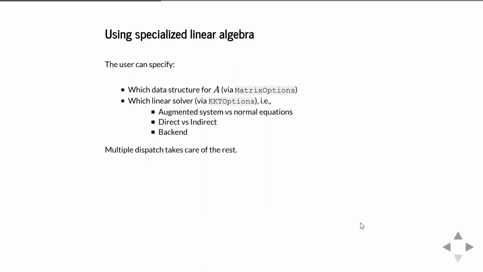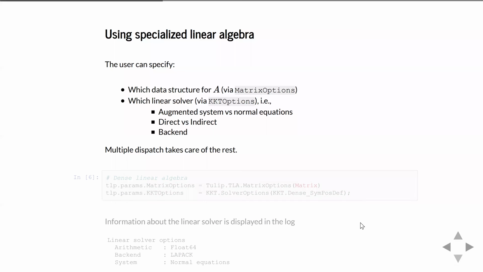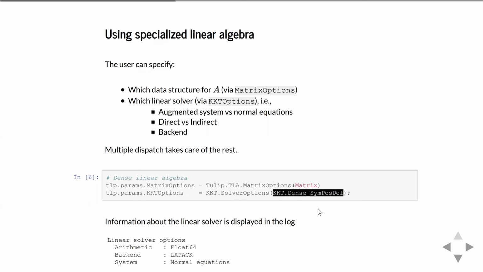So there's no real change to the underlying code. Everything is handled by the compiler. So for instance, if you want to use dense linear algebra, you set the matrix option to say I want to store my matrix as a dense matrix, and I want to use a dense linear solver, which is going to be here. So this dense symmetric positive definite solver. And some information about the linear solver that you're using is going to be displayed in the solver log.